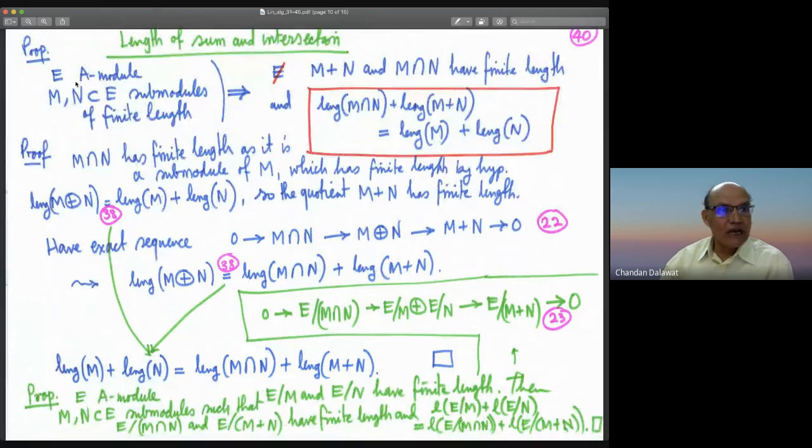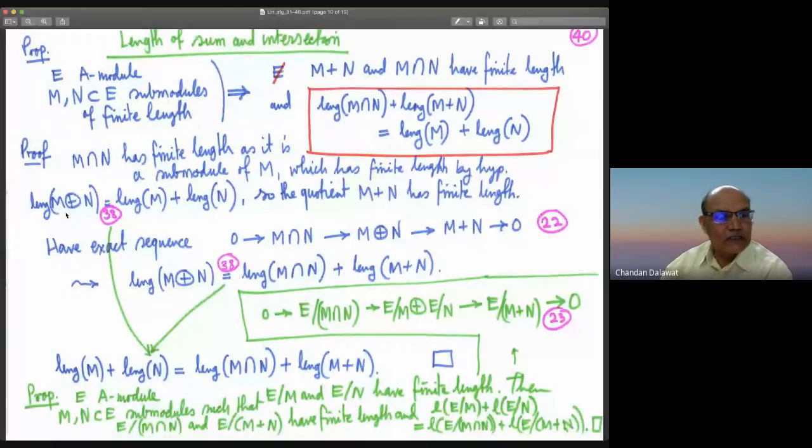Now suppose I have an A module E and two submodules M and N. And these two submodules are of finite length. This module E itself may or may not have finite length. I'm making no hypothesis. But what I'm claiming is that if M and N have finite length, then M plus N and M intersection N both have finite length, and the length of M intersection N plus the length of M plus N is equal to the length of M plus the length of N. Okay? How do we prove this?